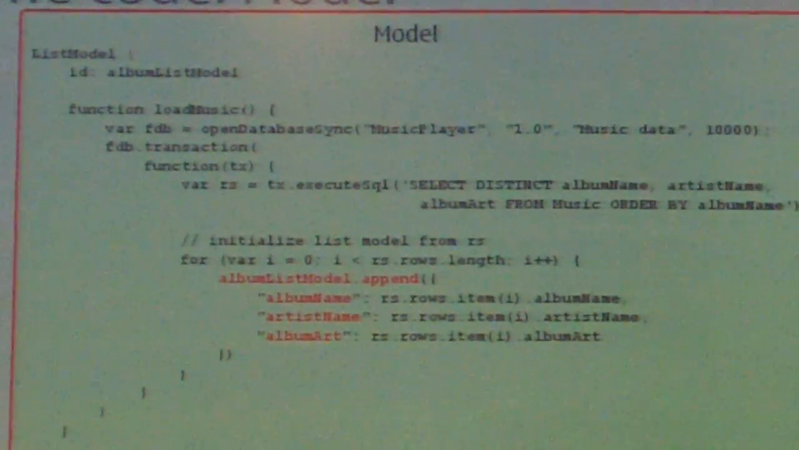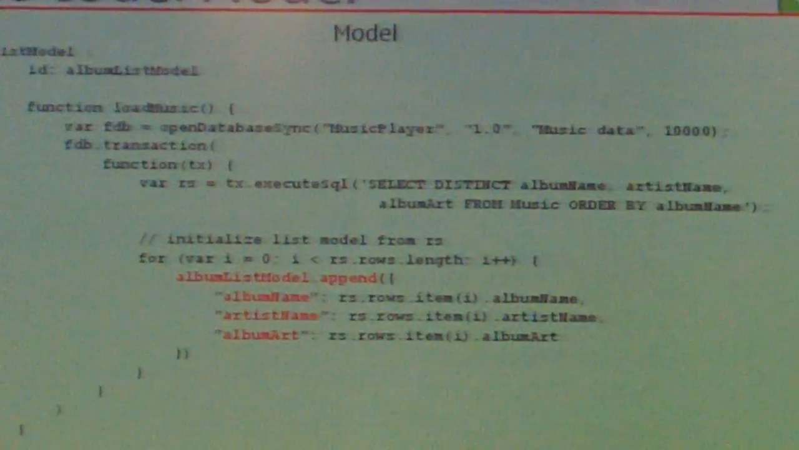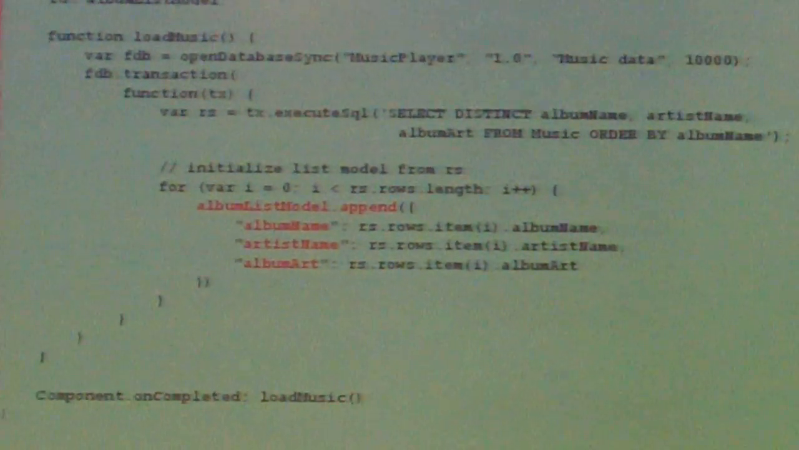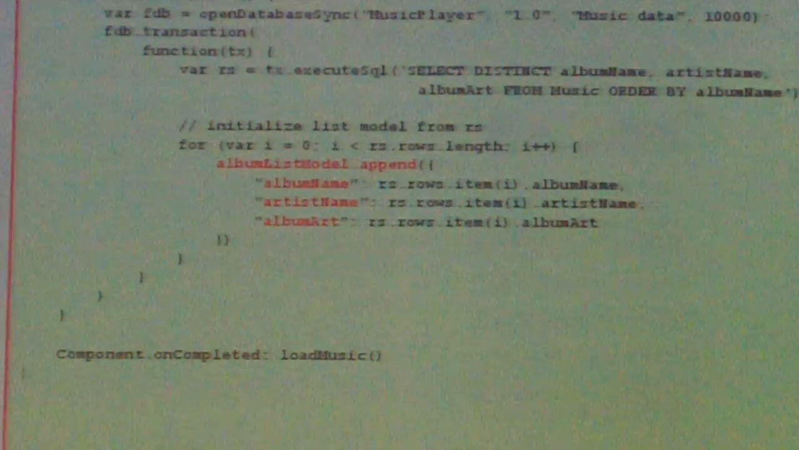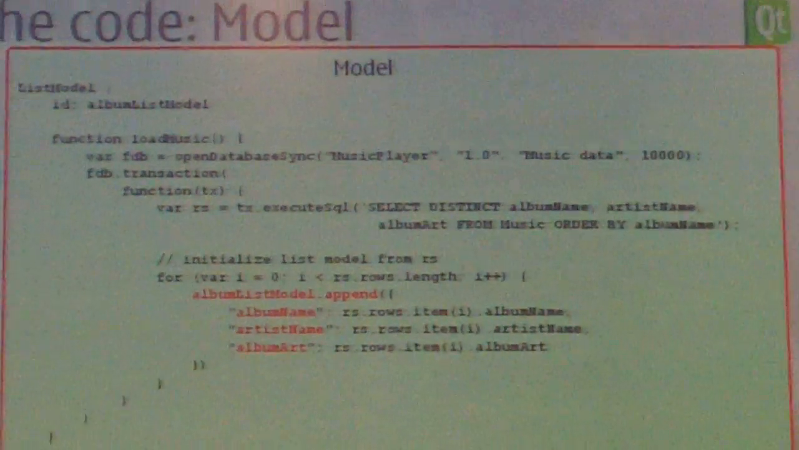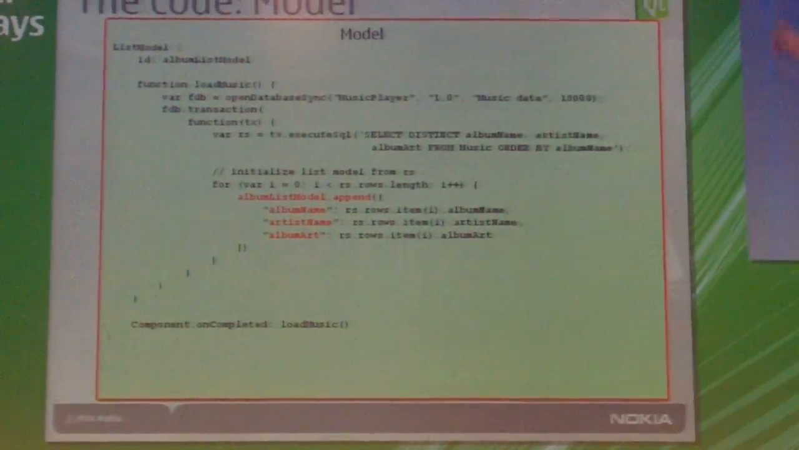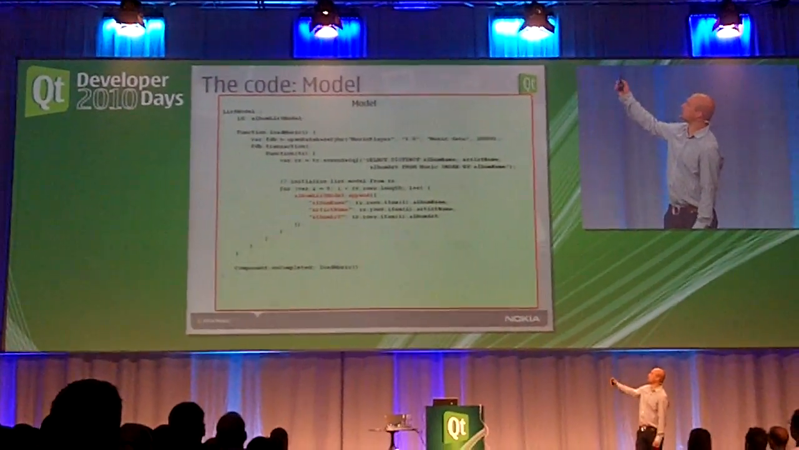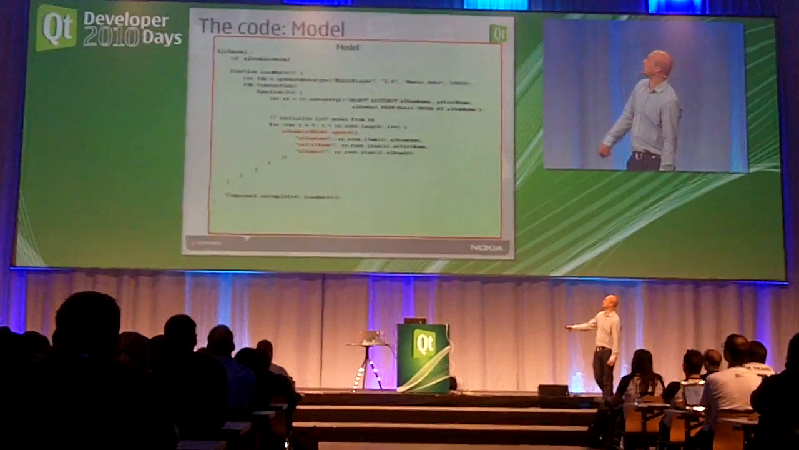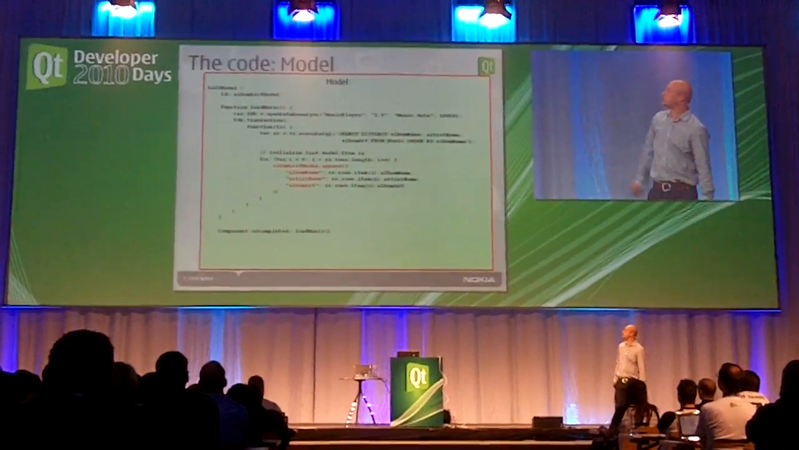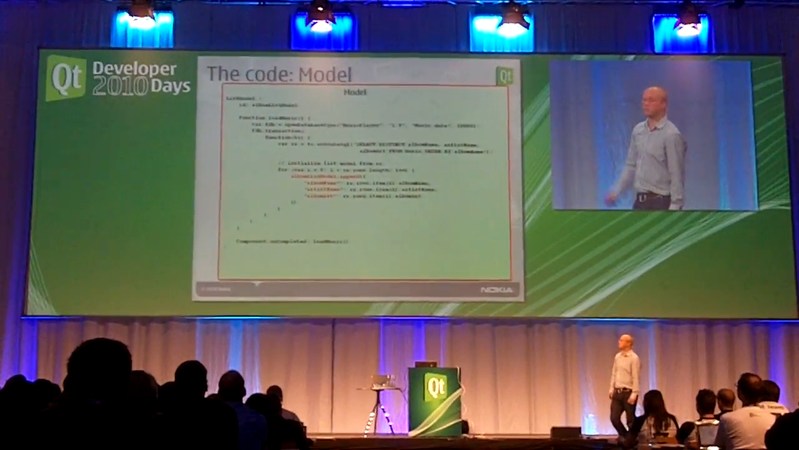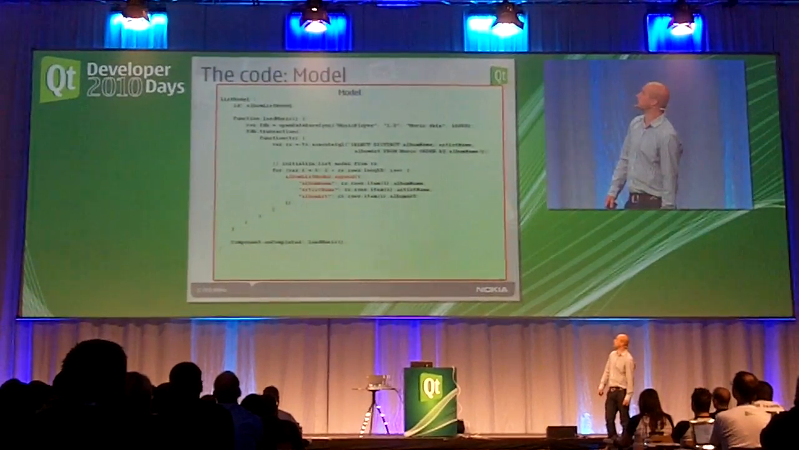Then the model. Very simple, one function, one JavaScript function. All it's doing is opening a database and executing a SQL transaction, just to select, pull out all the albums, and then in each row of the cursor, then we're just appending to the model album name, artist name, and album art. And those names are significant. Those are the names that we refer to actually get hold of this data when we go and render this in the delegate.